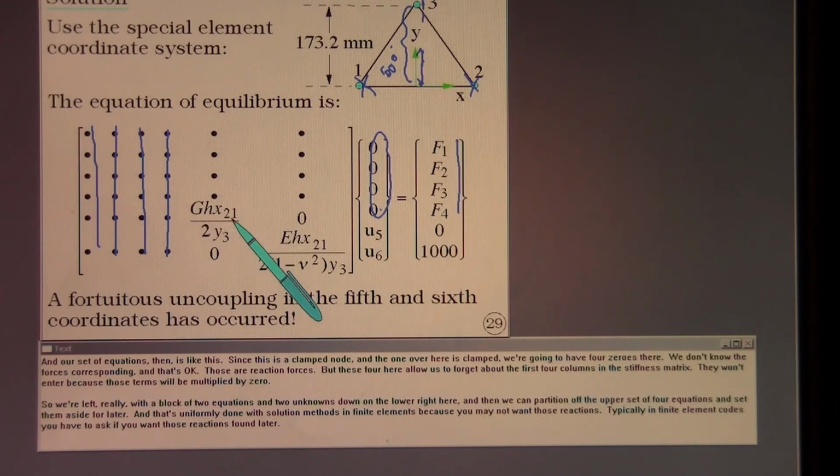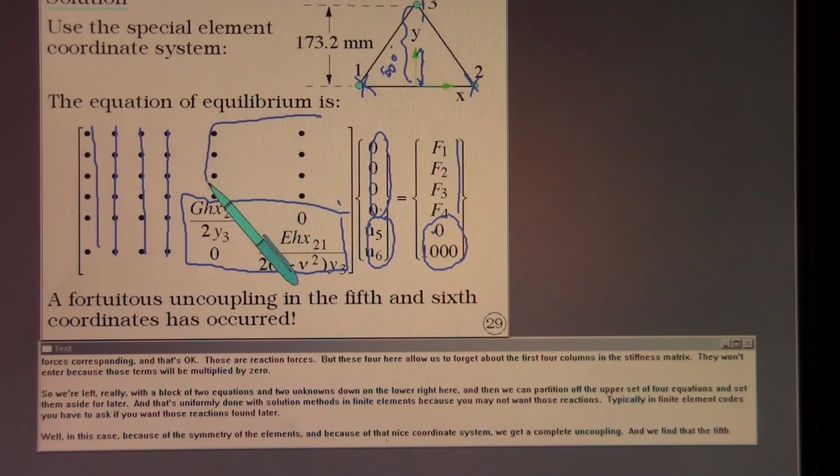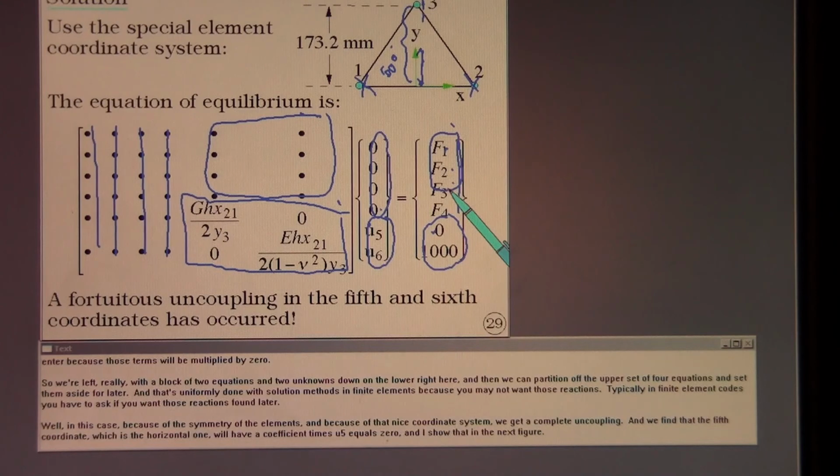So we're left really with a block of 2 equations and 2 unknowns down on the lower right here, and then we can partition off the upper set of 4 equations and set them aside for later. And that's uniformly done with solution methods in finite elements, because you may not want those reactions, and typically in finite element code you have to ask if you want those reactions found later.